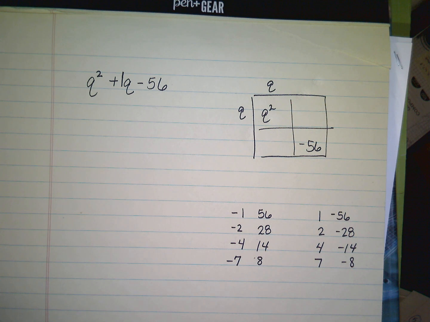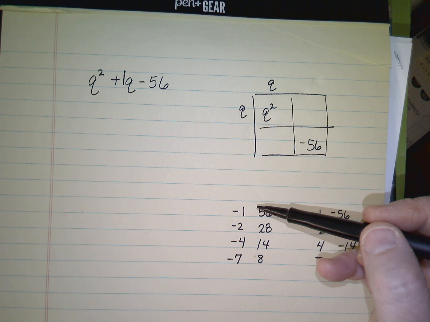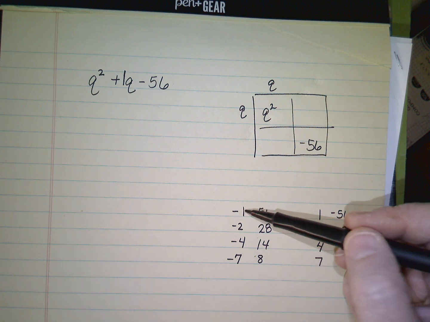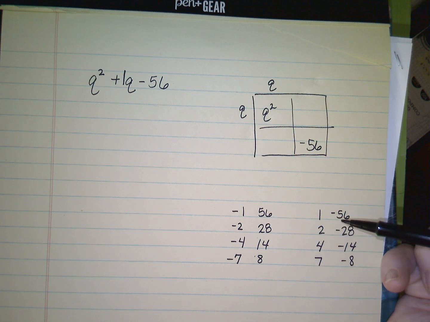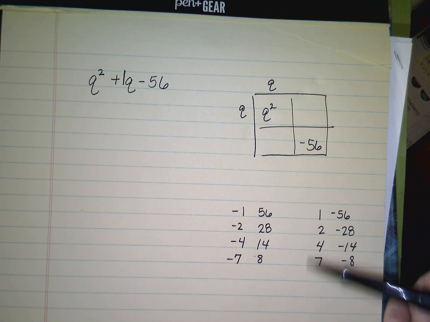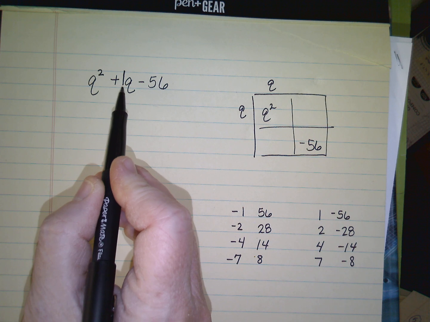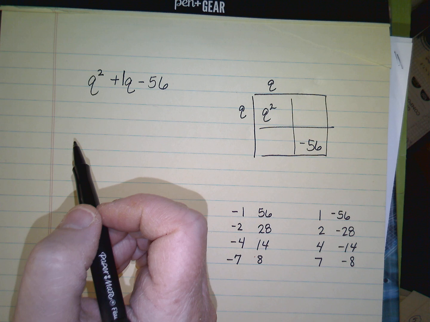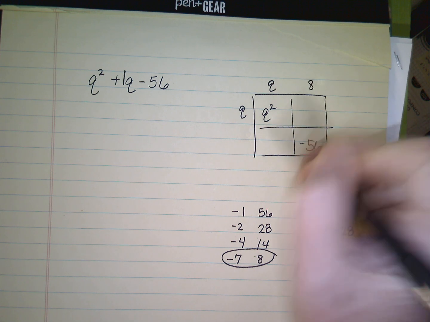Because that 56 was negative, I had to list all the possibilities. Negative 1 and 56, or the negative could be on the 56. All the way down, I had to list all the possibilities. Now, you have to put the 1 here. You're looking for the pair that when you add them together, you get 1. Negative 7 and 8. So it's going to be, put the 8 here.